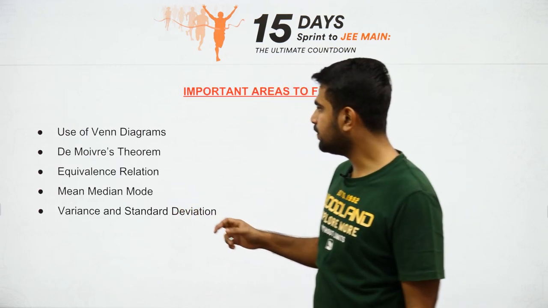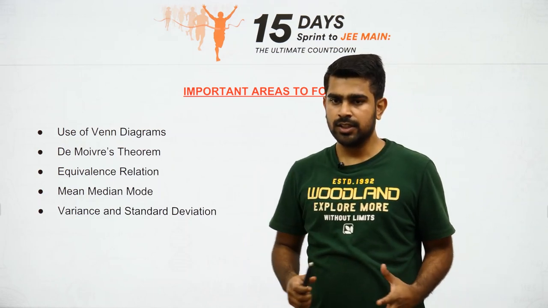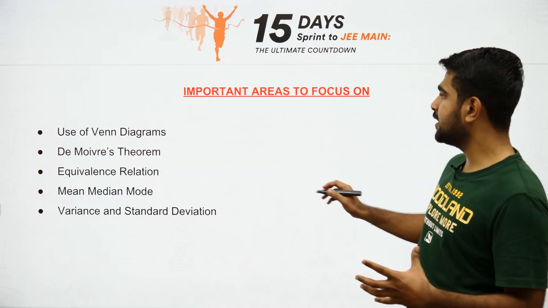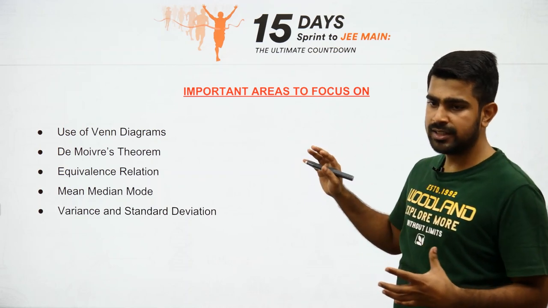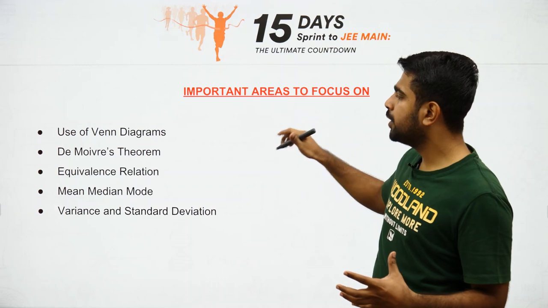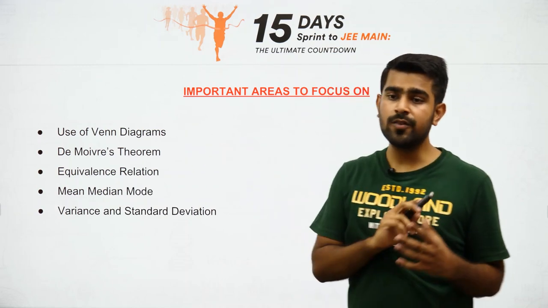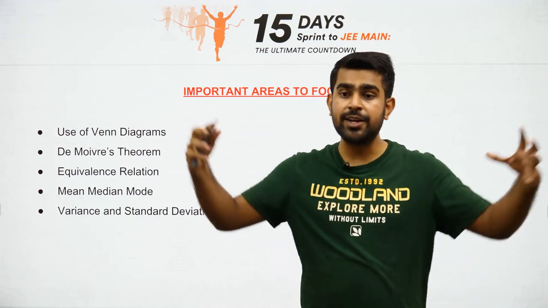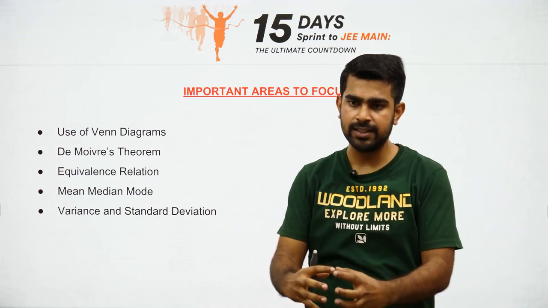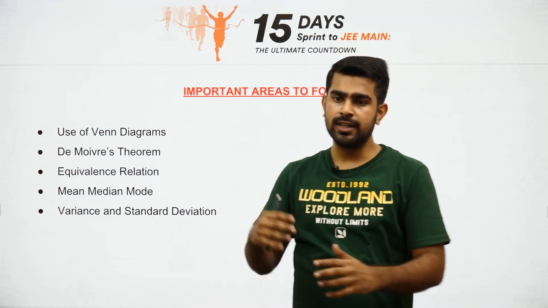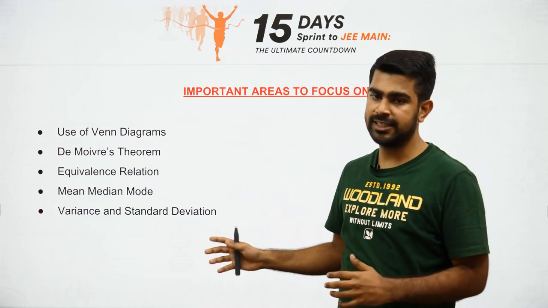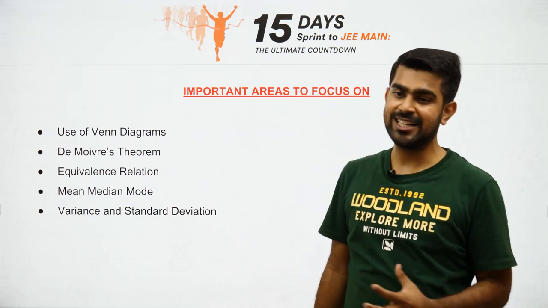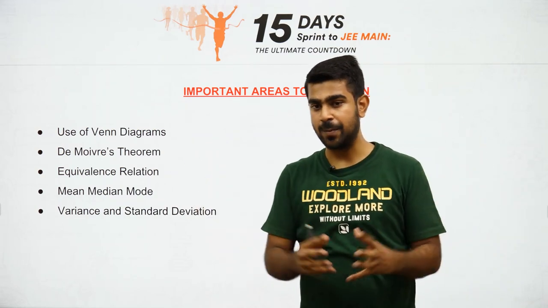And now, coming to the end, I want to speak a bit more on important areas to focus on. The first important thing which I would tell all of you to focus on is use of Venn diagrams. Use of Venn diagrams is pretty important, guys. When it comes to set questions, Venn diagrams reduce the complexity to a very minimal. So Venn diagrams is always helpful. Try to master it when you're practicing questions. And De Morgan's laws, again, are useful in sets because they help to reduce the complexity.